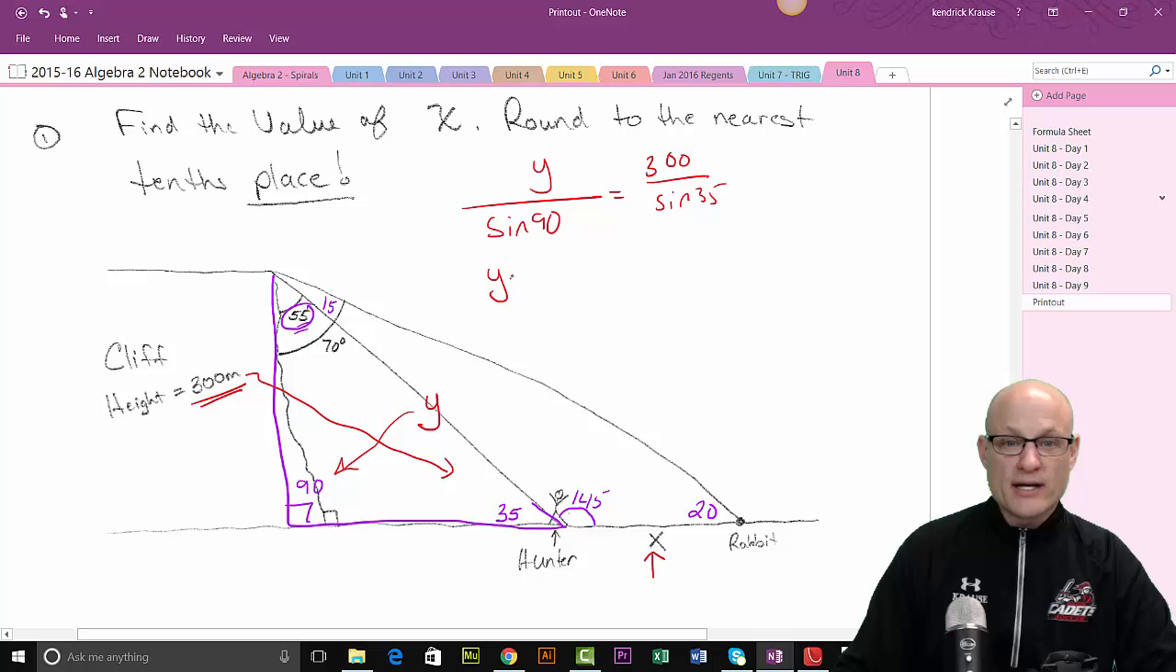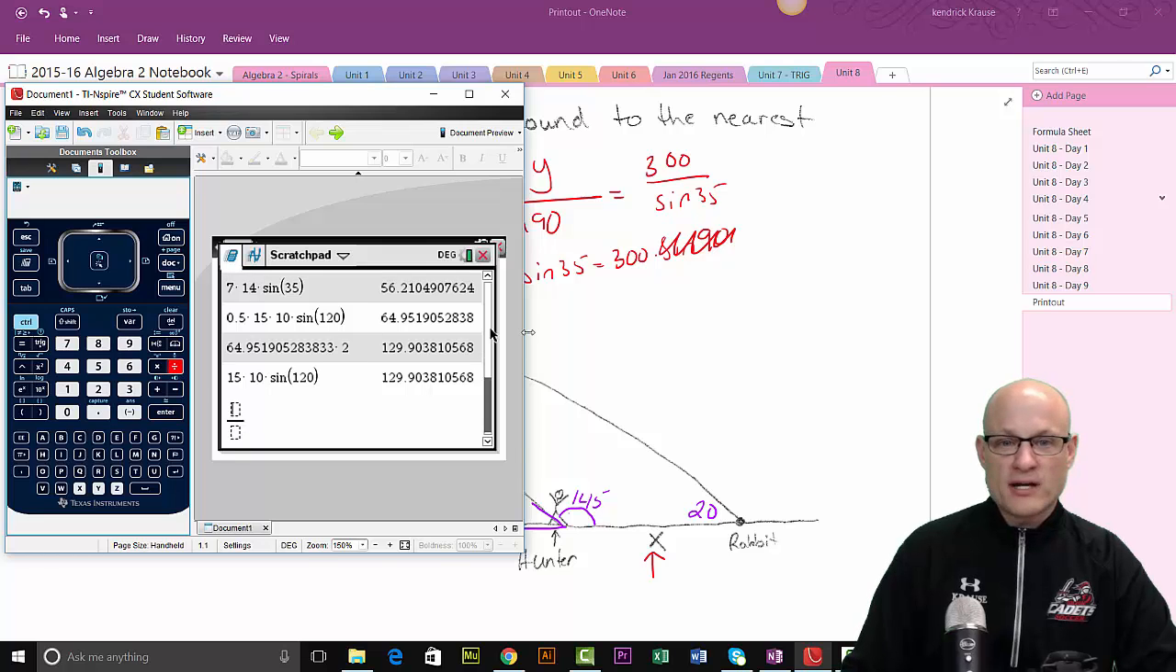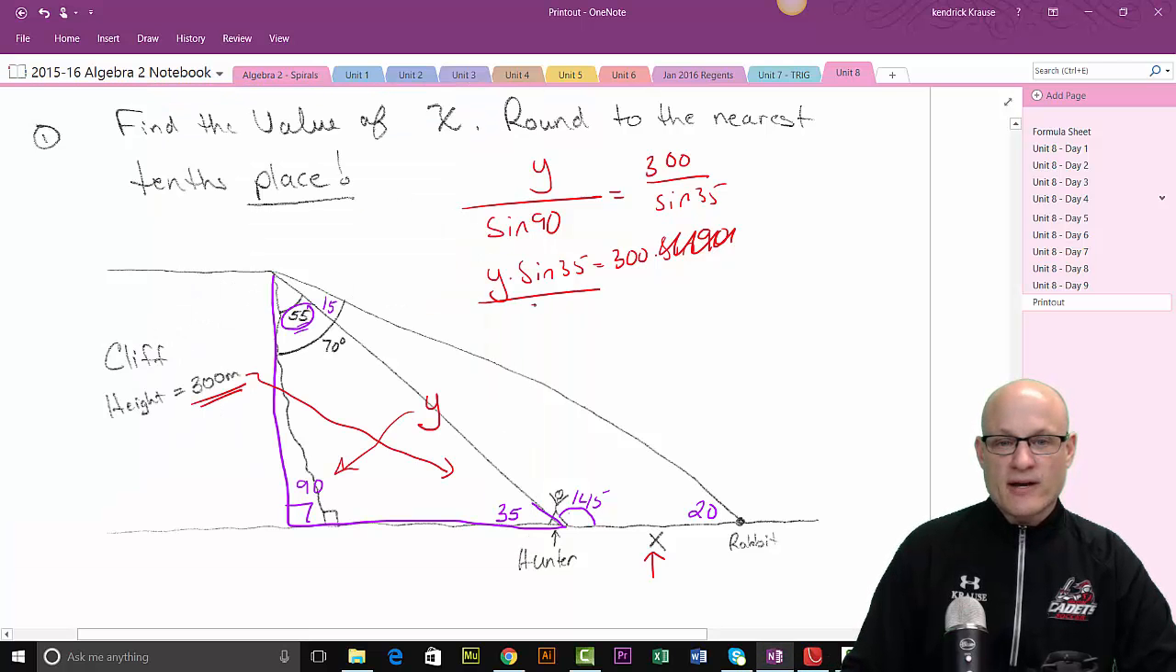Cross multiply, I get y times the sine of 35 is equal to 300 times the sine of 90, well, sine of 90 is just 1, right? So it's really just 300. But I can put that in my calculator just to show you that this makes no difference. Control division. Oh, I haven't finished. I'm going to divide by the sine of 35.